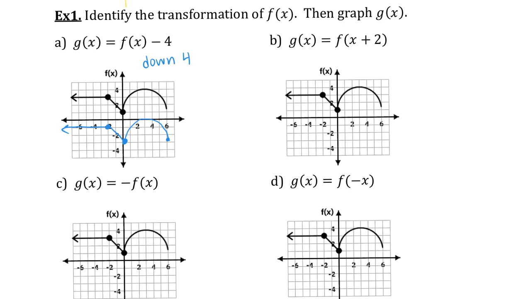Okay, for b, it says g of x equals f of x plus 2. It's in parentheses, so it's either left or right. If it's plus, it's actually left, because if I do a -2, it makes it go back to 0. So this is going to go left 2. So I'm going to take this graph of f of x and shift it left 2. And however you would like to do that is fine.